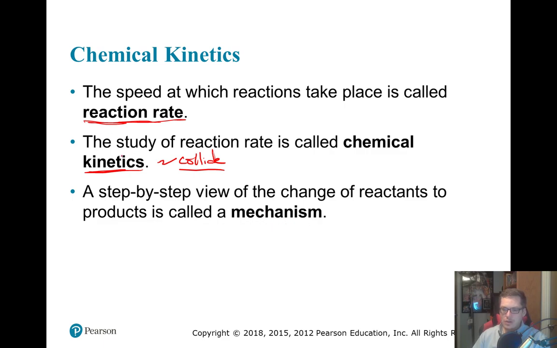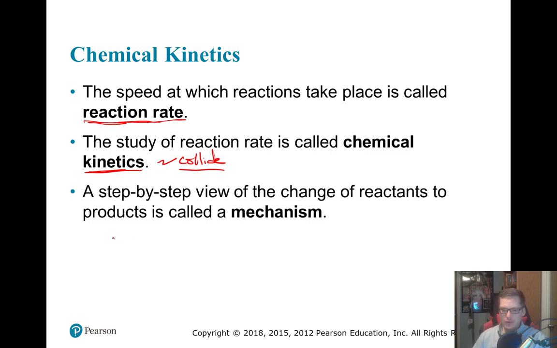All right. So we're going to start off talking about generally chemical kinetics. How can we control them, and then what are reaction rates? How can we measure them? And then we'll end up this unit talking about mechanisms and kind of diving into those. All right. So let's just talk about these collisions real quick.